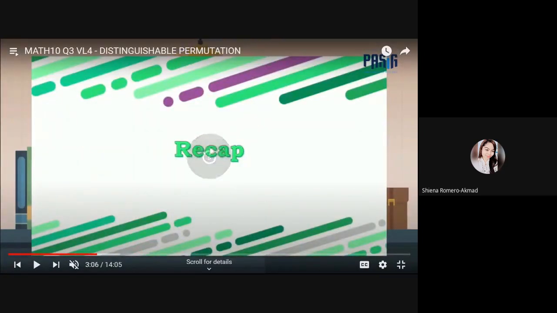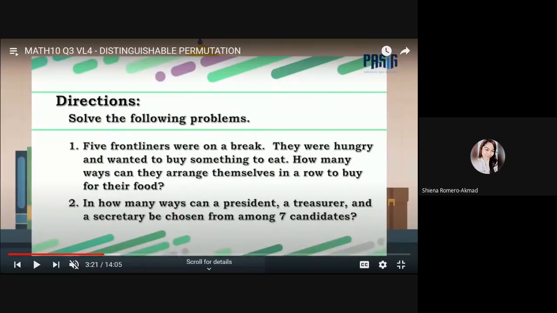So, let us have a recap. So, we are going to solve this problem for number 1. 5 frontliners were on a break. They were hungry and wanted to buy something to eat. How many ways can they arrange themselves in a row to buy their food? Ito, alam niyo na to kasi this is just a review of what we had last week. Yes? 120. Well, the answer here is 120.